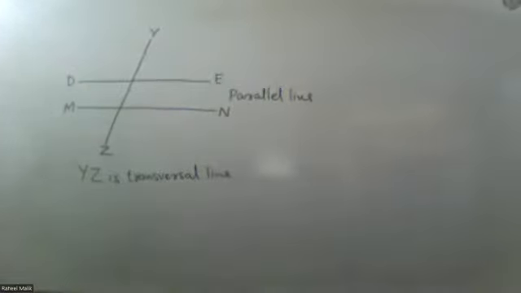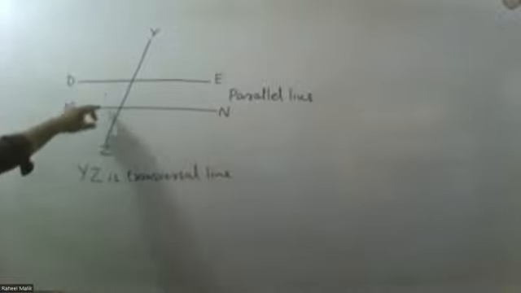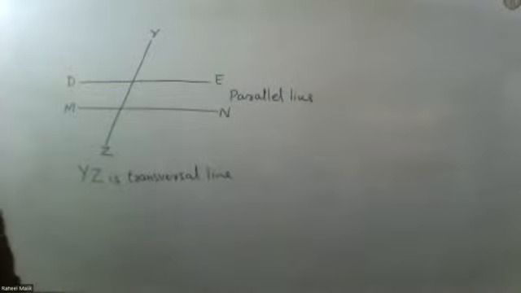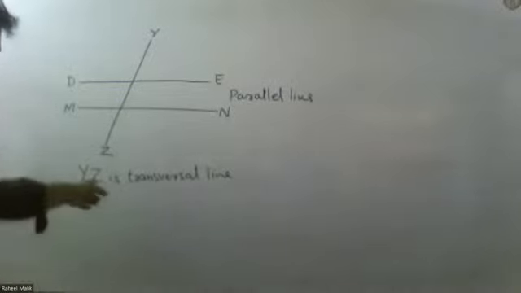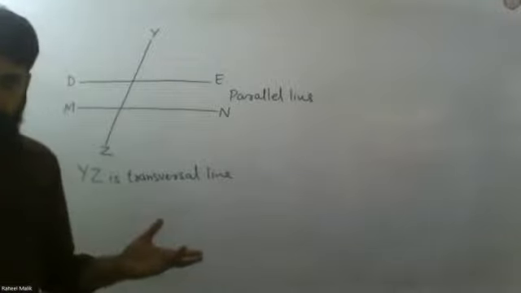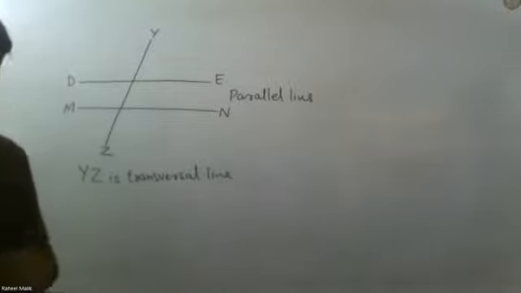because it is cutting two parallel straight lines. That's why we will call it a transversal line. YZ will be called a transversal line. Now, there will be some angles formed over here. We are going to talk about those angles.